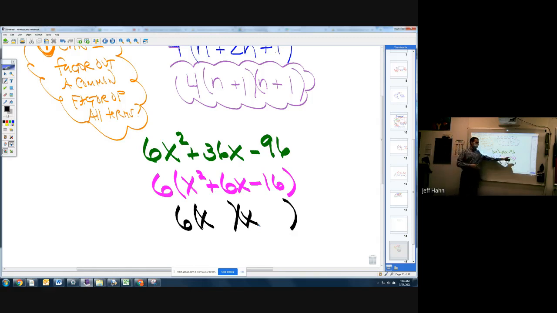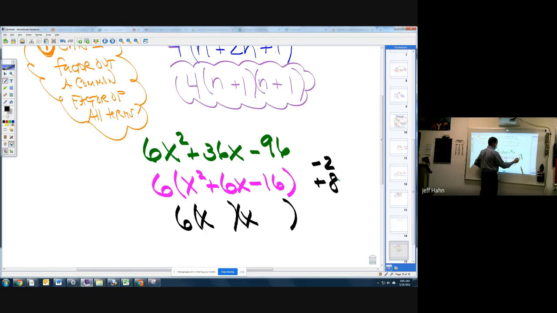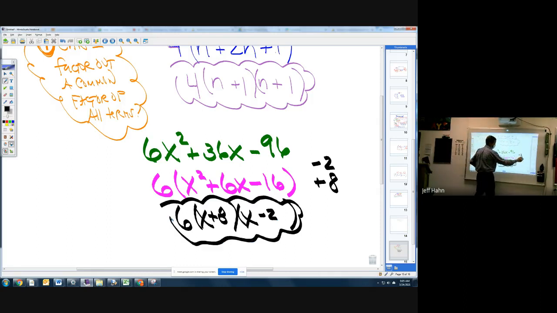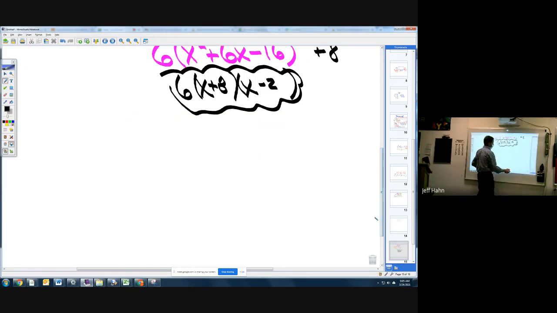How about this? What times what gives me 16 when subtracted gives me 6? River says x plus 8 times x minus 2. Does 8 and 2 give me 16? Yes. When I subtract them, do I get positive 6? Absolutely. And it doesn't matter which one you call which, but you get plus 8 minus 2. Ta-da. Wait, let's do another, because we have more, by the way. We've just begun to fight here.